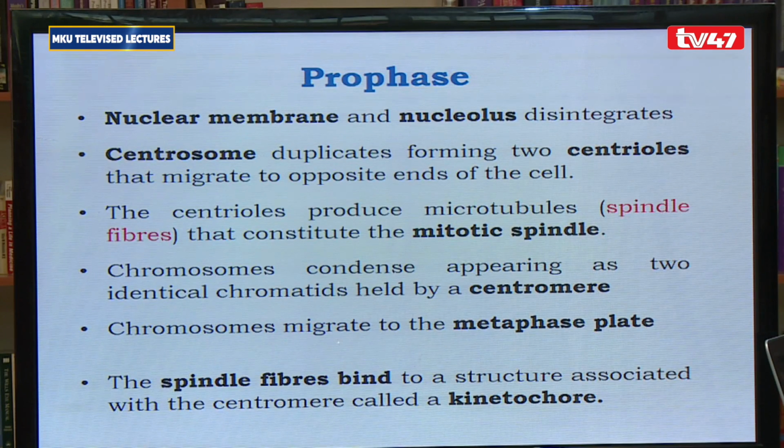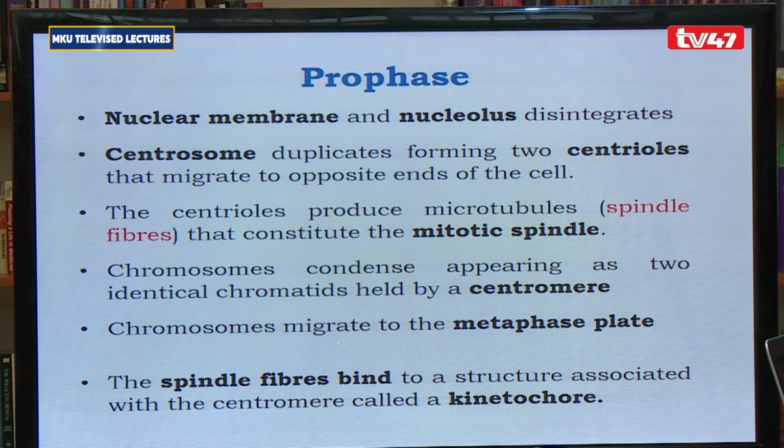So what happens during prophase, the first step of mitosis? This is the longest phase. The nuclear membrane disintegrates and the nucleolus disappears, so the membrane-bound nucleus is gone. Then a structure known as the centrosome creates the centrioles, which migrate to opposite parts of the cell. These centrioles allow for production of microtubules to make what we call the mitotic spindle.